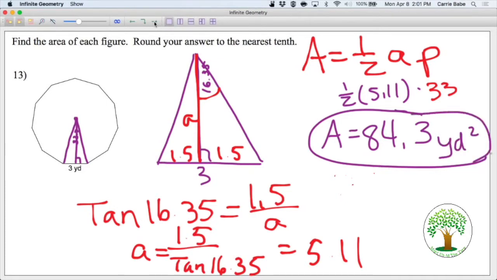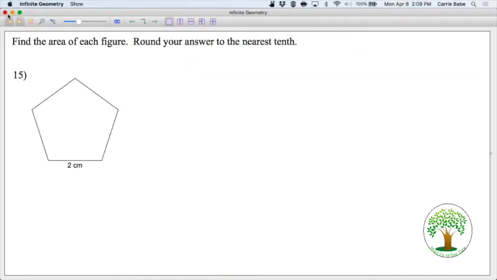Now it's yards squared. Good job, you guys. We're going to have to. All right, 15. I'm gonna write my memory verse like 5 times.